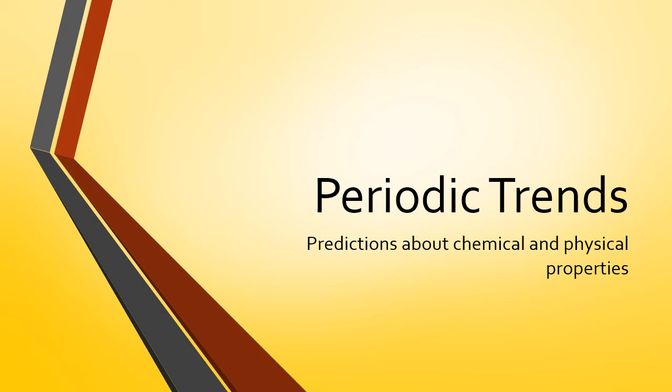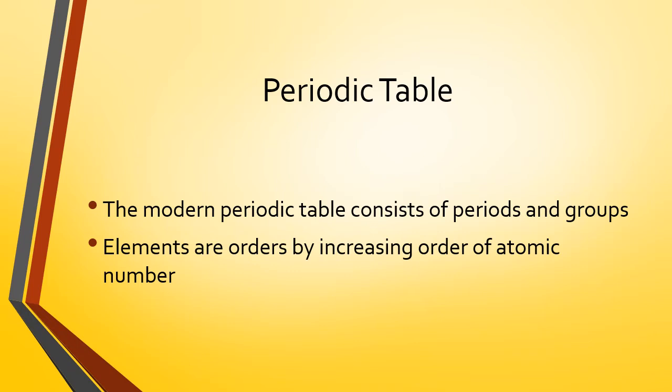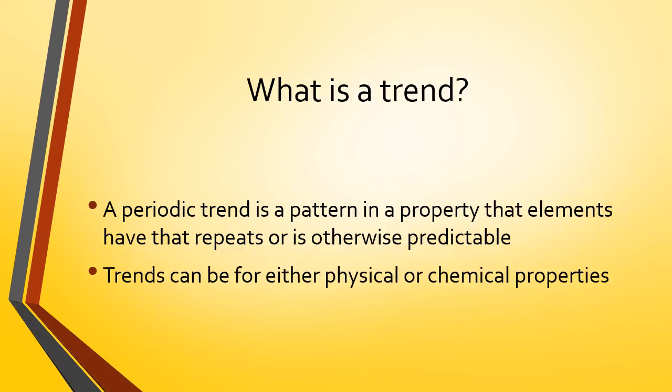Hello everyone, today we're going to talk a little bit about the periodic trends. Our modern periodic table consists of periods, which are the rows that go horizontally across, and groups, or families, the columns that go up and down. Our elements are ordered by increasing atomic number. This is in contrast to one of the earlier periodic tables by Dmitry Mendeleev, which was organized by atomic mass.